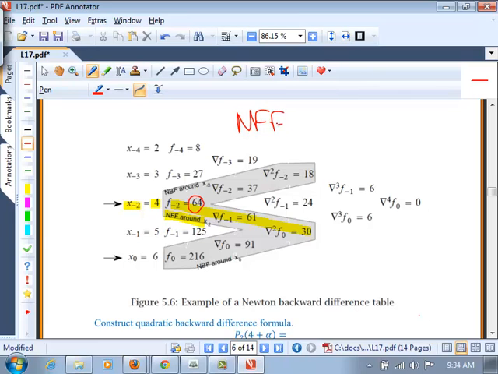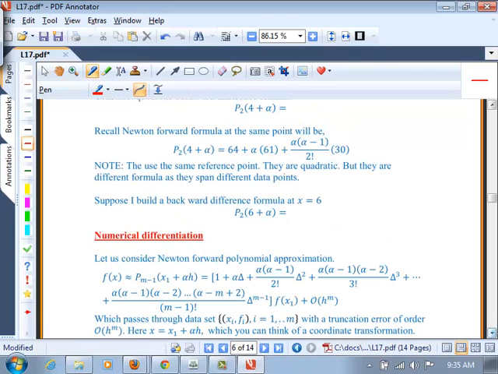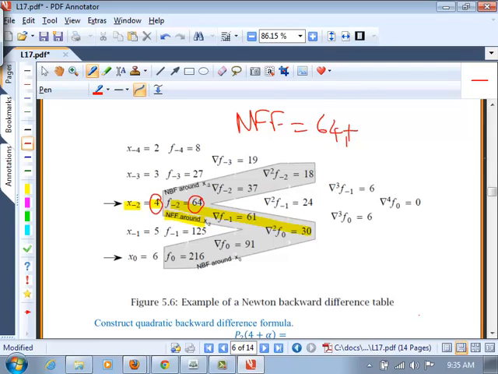Are you guys seeing what I'm writing on the board? Here itself is giving us problem because of this vibrating screen, I think. Maybe let me go to the computer and try. 64 plus alpha times 61 plus alpha times alpha minus 1 over 2 factorial times 30. That is a Newton forward formula taking these data points that we talked about, 64, 61, and 30.